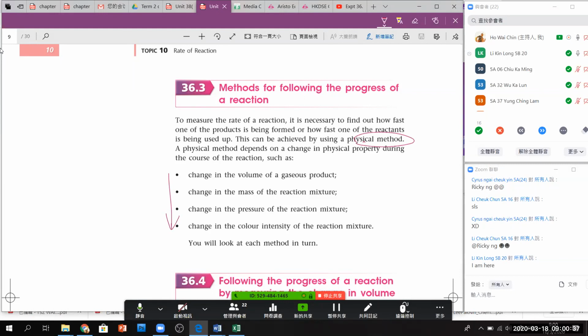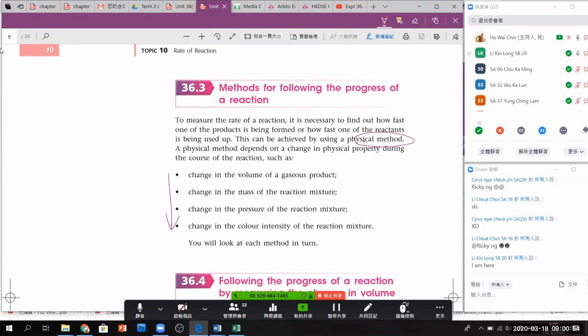So what is meant by physical method? Take a look at those four. First of all, change in the volume of a gas product, change in the mass of the reaction mixture, change in the pressure of the reaction mixture, and finally change in the color intensity of the reaction mixture. So why do you say that it is a physical method?